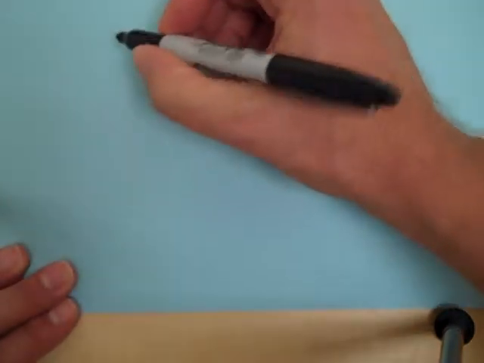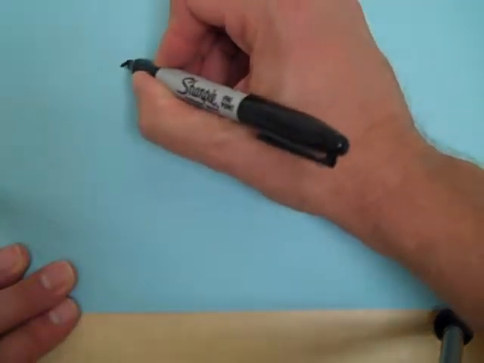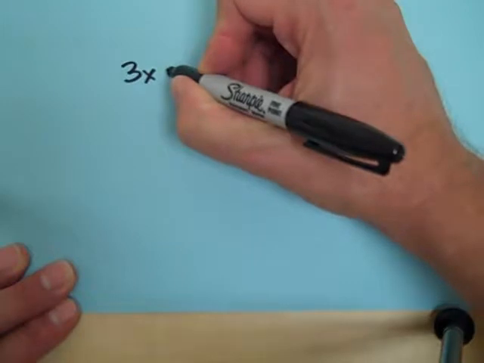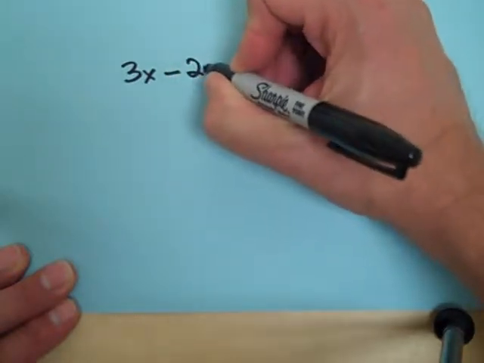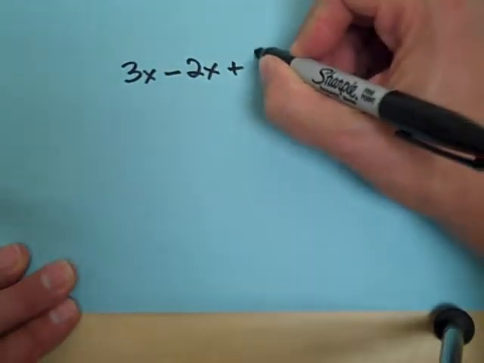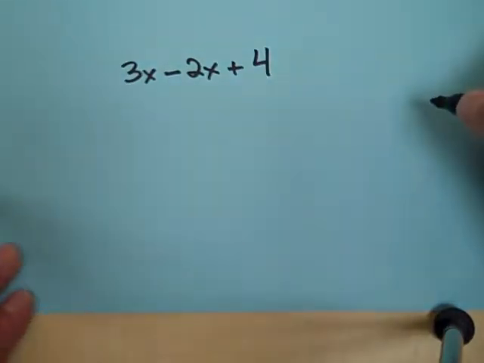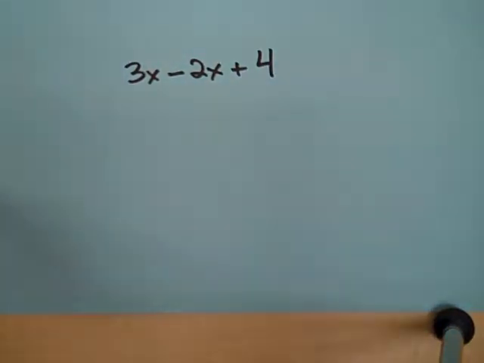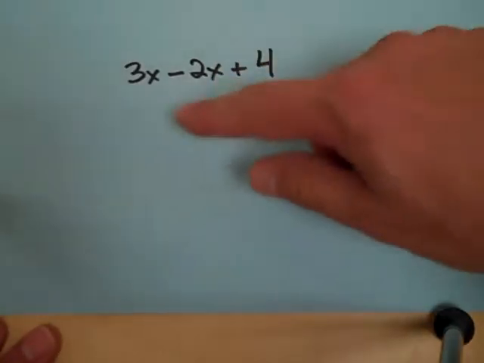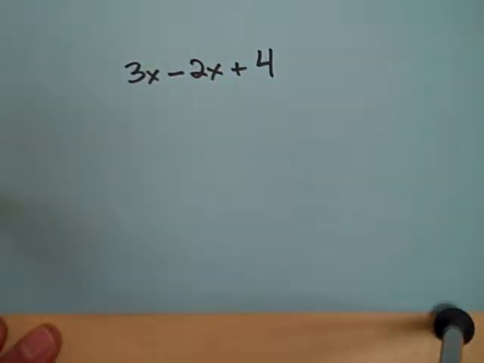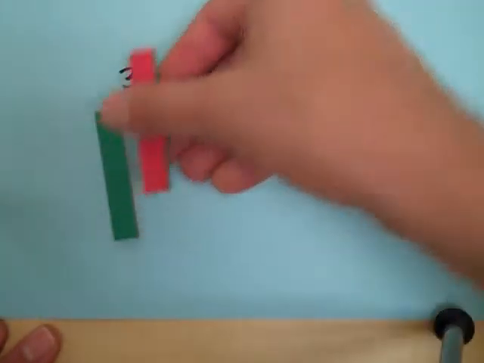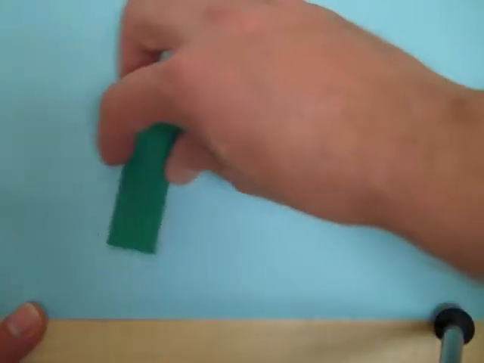So let's say we were just asked to simplify 3x minus 2x plus 4. Let's say we're asked to simplify that. So let's do that. I've always got to model this and represent it first. So let's see. It says take a 3x. So I'm going to go ahead and it's a positive 3x. I'm going to model that out.